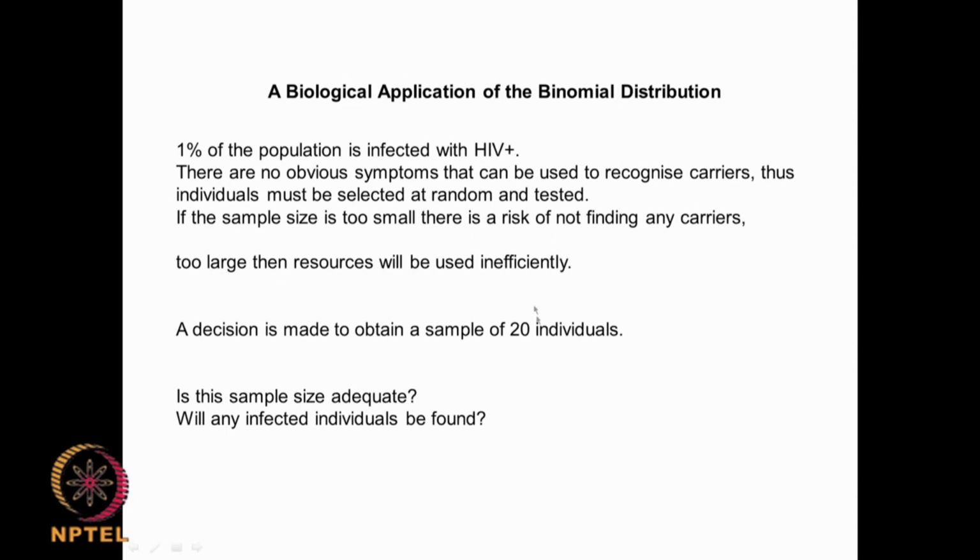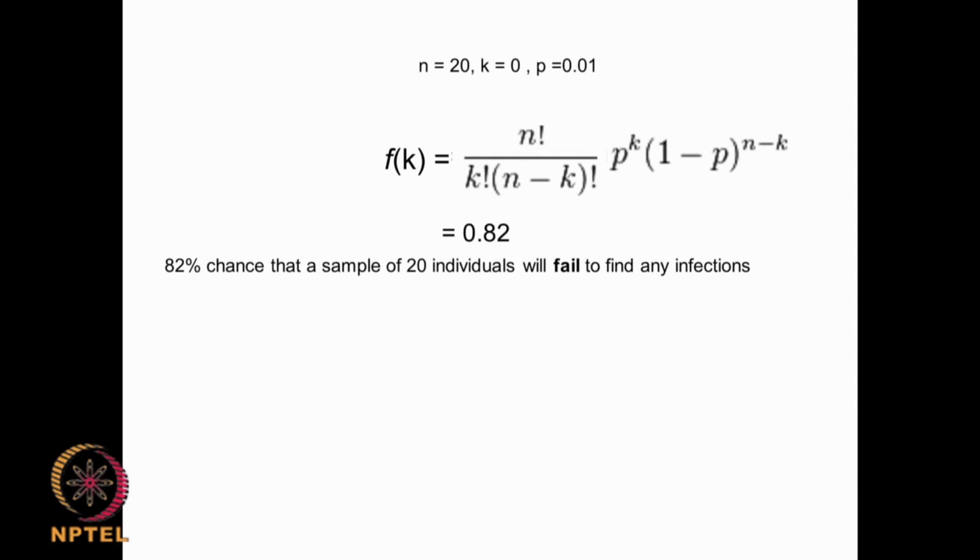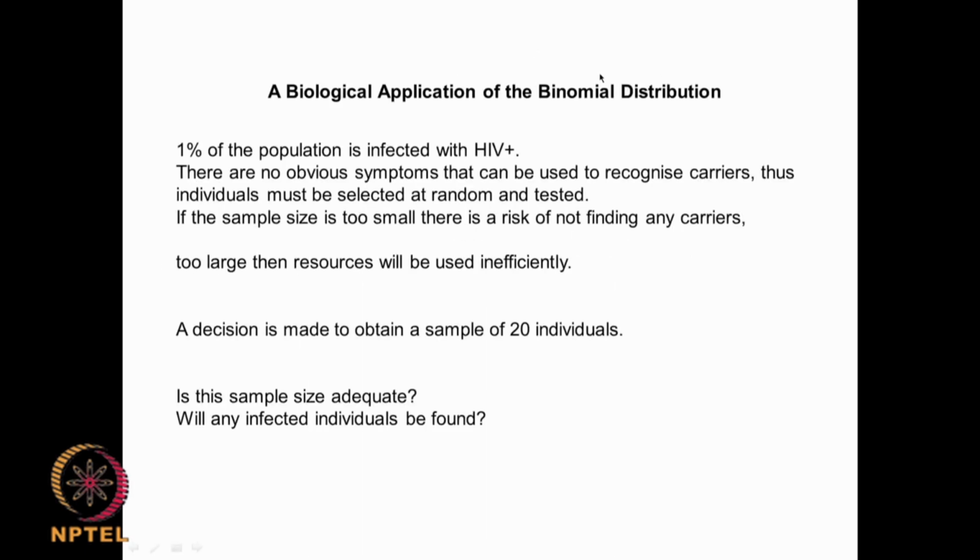So what do I do? Is it okay if I just take 20 people? Is this sample adequate? Will I be able to find at least 1% in that? Okay, so that is the problem. So how do I do it using binomial distribution? I can use n equal to 20, I can say k equal to 0, that means in those 20 I am not finding anybody with that, and p is equal to 0.01 because I said 1% of the population. So p is equal to 0.01.